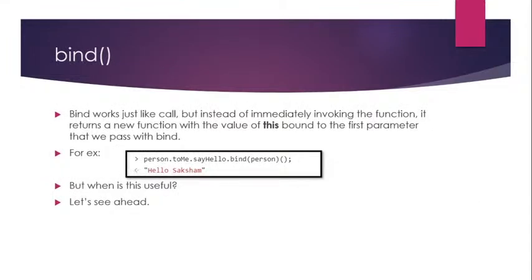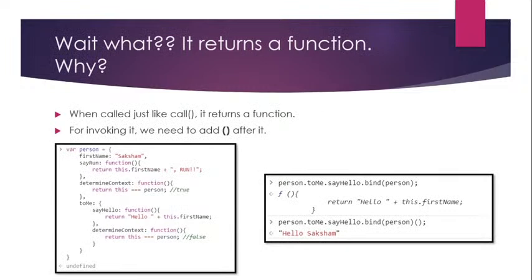Now let's talk about bind. Bind works just like call, but instead of immediately invoking the function, it returns a new function with the value of this bound to the first parameter that we pass with bind. Okay. So for example, person.me.sayhello.bind(person) was a function with which we add a separate pair of brackets, and then it worked. But when is it useful, let's see ahead. But I talked about it returns a function. Why does it do that? What is the use?